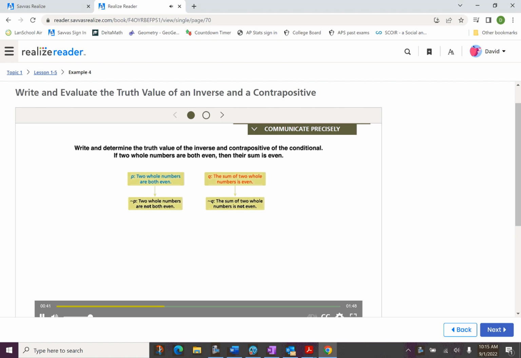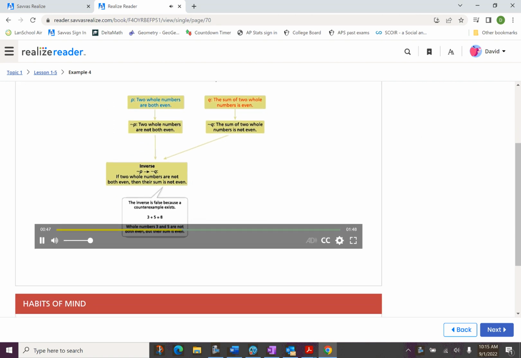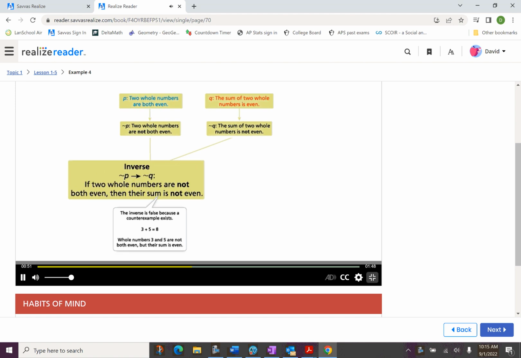The two statement negations can form two conditionals, the inverse and the contrapositive. The inverse statement, if not P, then not Q, is if two whole numbers are not both even, then their sum is not even. The inverse is false because a counterexample exists. For example, 3 plus 5 equals 8. Whole numbers 3 and 5 are not both even, but their sum is even.